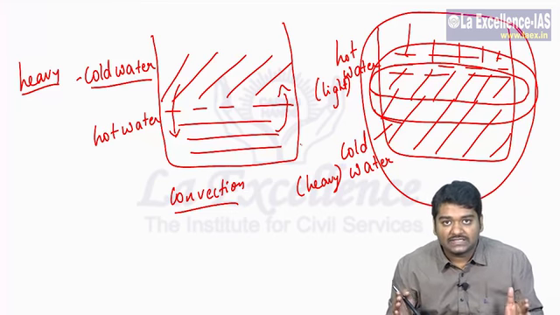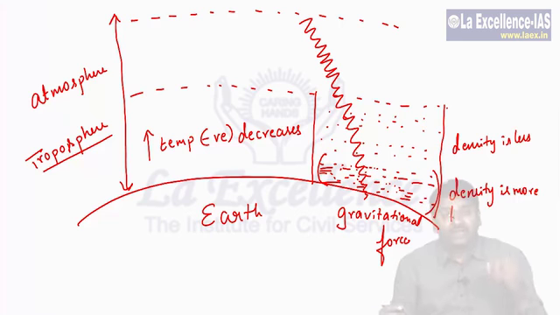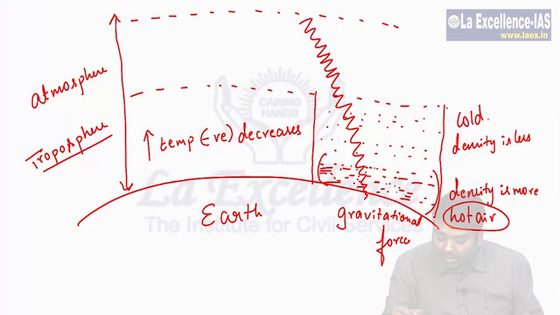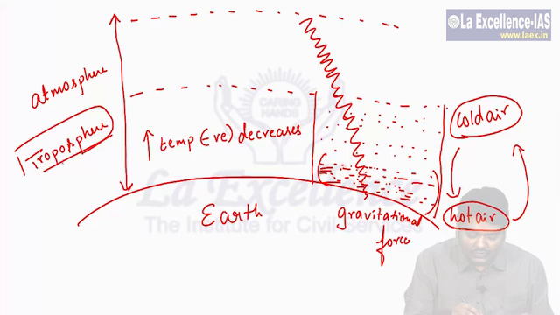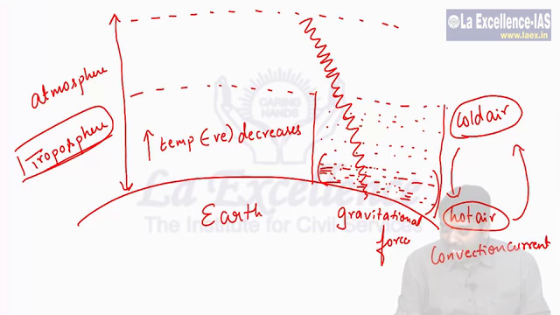Why I gave you this example was, now when we take atmosphere, you have hot air below and you have cold air above, correct? Now what will happen? Hot air will move up and cold air will come down. This is what we see in the troposphere. That is, convection current is active in the troposphere.